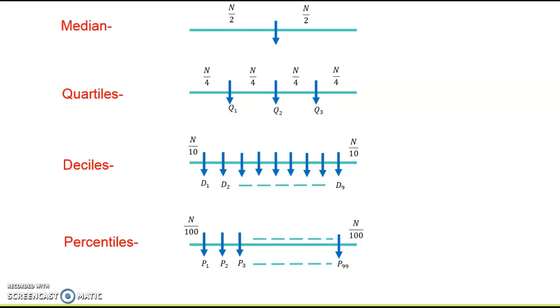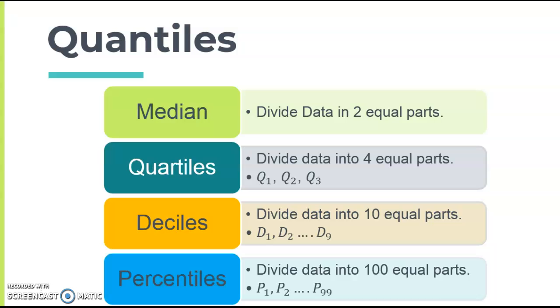I am repeating the definition again. Quantiles are values which divide data into equal sized partitions. So median divides data into 2 equal parts. Quartiles divide data into 4 equal parts. So we have 3 quartiles, Q1, Q2 and Q3. Deciles divide data into 10 equal parts. We have a total of 9 deciles, D1, D2 up to D9, and percentiles divide data into 100 equal parts. So we have a total of 99 percentiles, starting from P1, P2 up to P99.